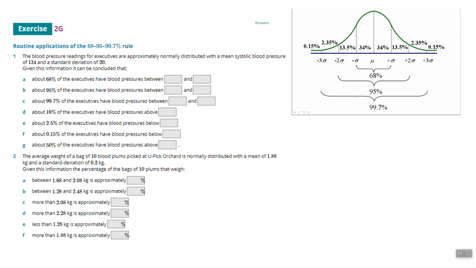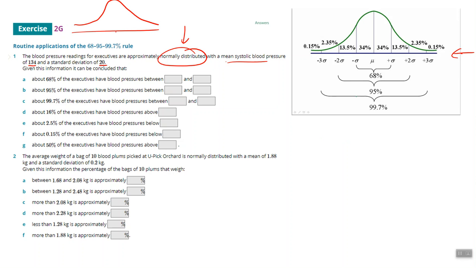So let's do a question. The blood pressure reading for executives is approximately normally distributed. Whenever it says that, you automatically go, I need to use a bell curve. It has a mean blood pressure of 134 and a standard deviation of 20. What I always like to do is, I obviously have this chart on my cheat sheet, so make sure you have that, but I also like to draw my own bell curve with the values given.